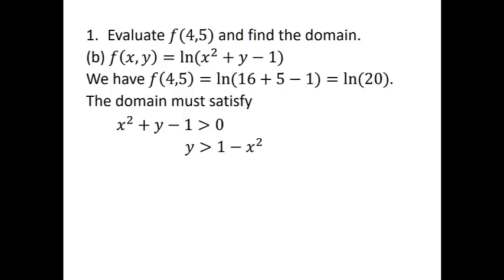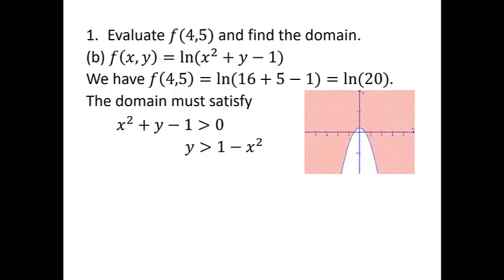So to sketch our domain, we'll want to think about the parabola 1 minus x squared. So there's our parabola. Notice we have a dotted line representing the parabola, since our domain says that y must be strictly greater than 1 minus x squared, and we've shaded in the region greater than 1 minus x squared. So here's a picture of the domain. One last domain example.